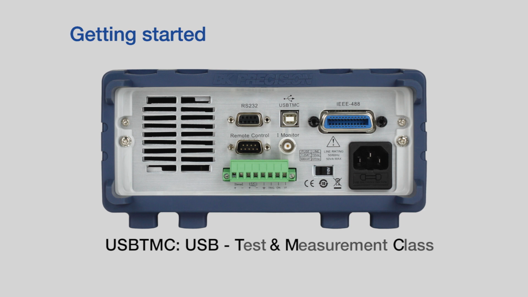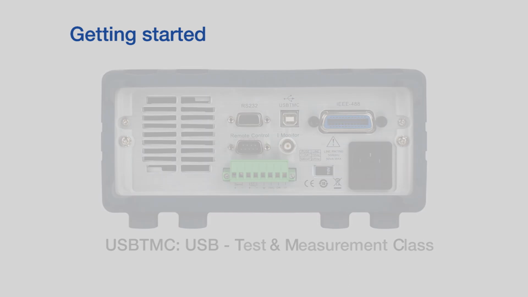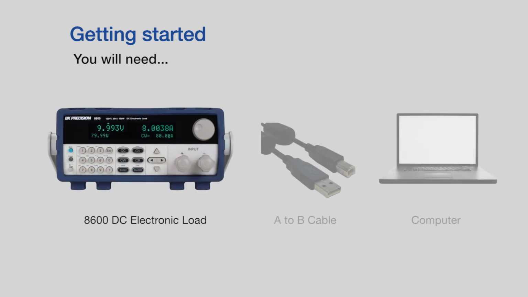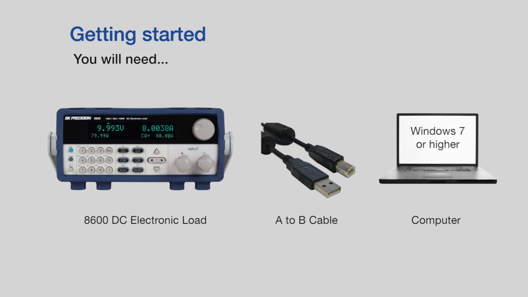To get started, you will need an instrument that supports USB-TMC. We will be using our B&K Precision Model 8600 DC electronic load. You will also need a common USB A to Type B cable, a PC with Microsoft Windows 7 or higher. We will be using Windows 10. And finally, we will need to install the required software.